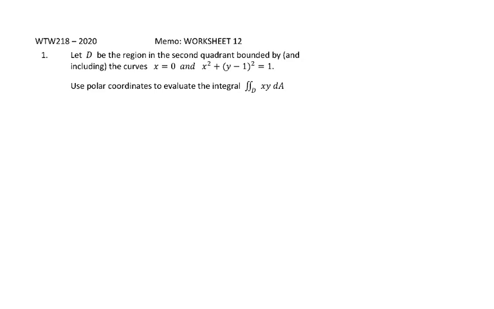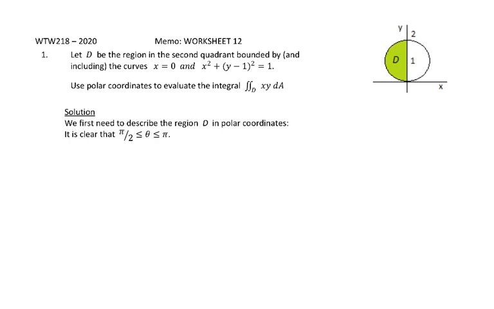We have to use polar coordinates to evaluate a given integral over a region in the second quadrant bounded by a circle and the curve x equals 0, which is the y-axis. The sketch shows the circle, which has its center where x is 0 and y is 1, and it has a radius of 1. We obviously are talking about the region in the second quadrant. That's why the left-hand side is shaded green, and that is the region D. We need to describe the region D in polar coordinates.